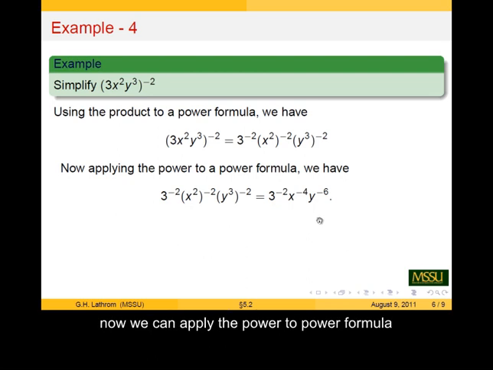Now we can apply the power to a power formula, so that we multiply the exponents, so that we have x raised to the 2 times negative 2, or x to the negative 4. We have y cubed raised to the negative 2. So 3 times negative 2 gives us y to the negative 6.